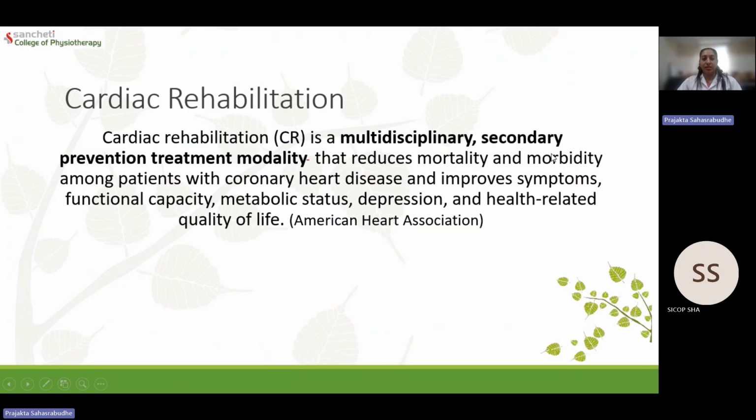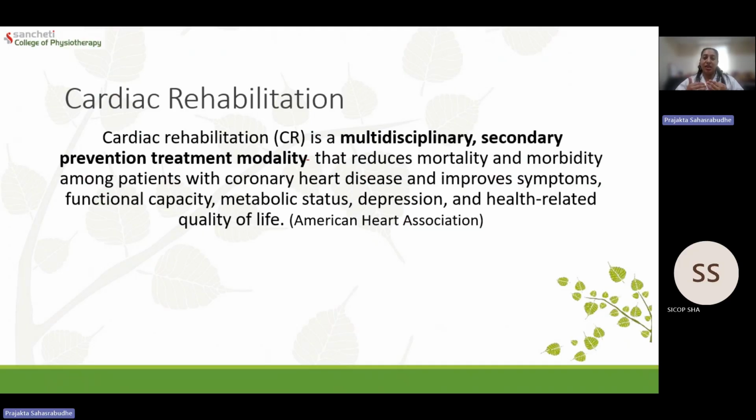Cardiac rehabilitation is a multidisciplinary secondary prevention treatment modality that reduces mortality and morbidity among patients with coronary artery disease and improves symptoms, functional capacity, metabolic status, depression, and health related quality of life. So, as the definition goes, it is not the job of one person. It is a team approach wherein, from cardiologists to cardiopulmonary physiotherapists, psychologists, nutritionists, and patient caregivers, everybody is included to enhance the capacity of the patient. So it is basically a capacity building exercise for the patient, along with secondary prevention.